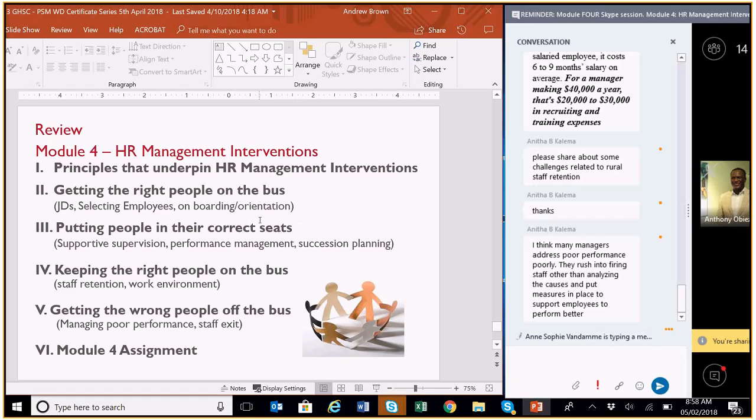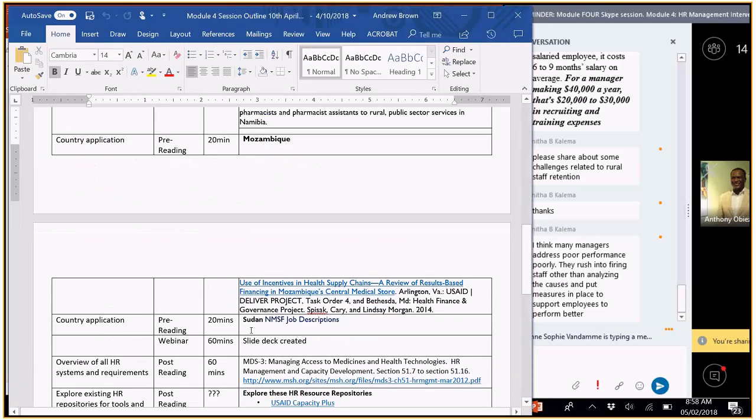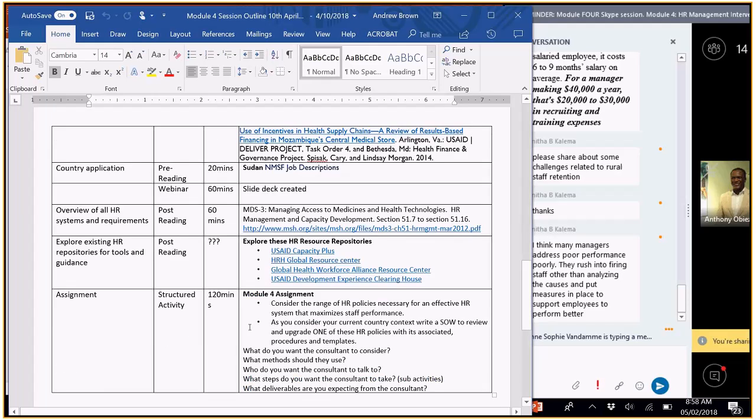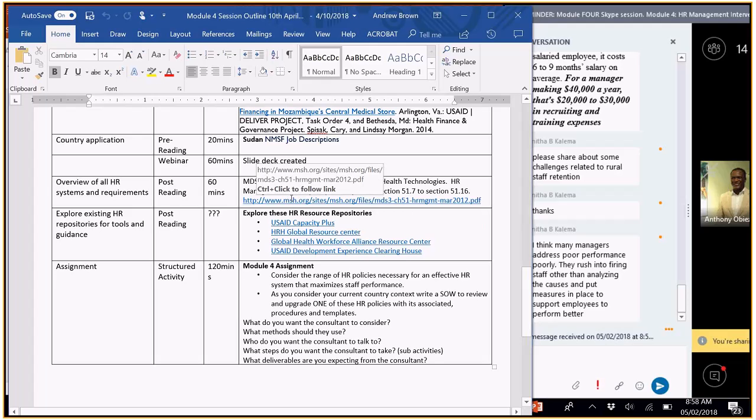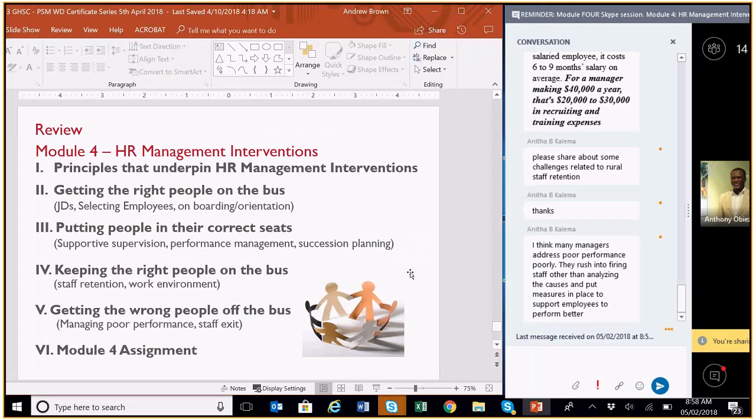I would also remind you that in the session outline for today, there is a lot of extra reading for people that really want to go a lot deeper. So you will notice that there is the yellow textbook, Managing Access to Medicines and Health Technologies, that has a very big section on human resources management. And this was some post-reading last week and some post-reading this week. And I'd really encourage you to have a look at that if you want to have a deeper understanding.